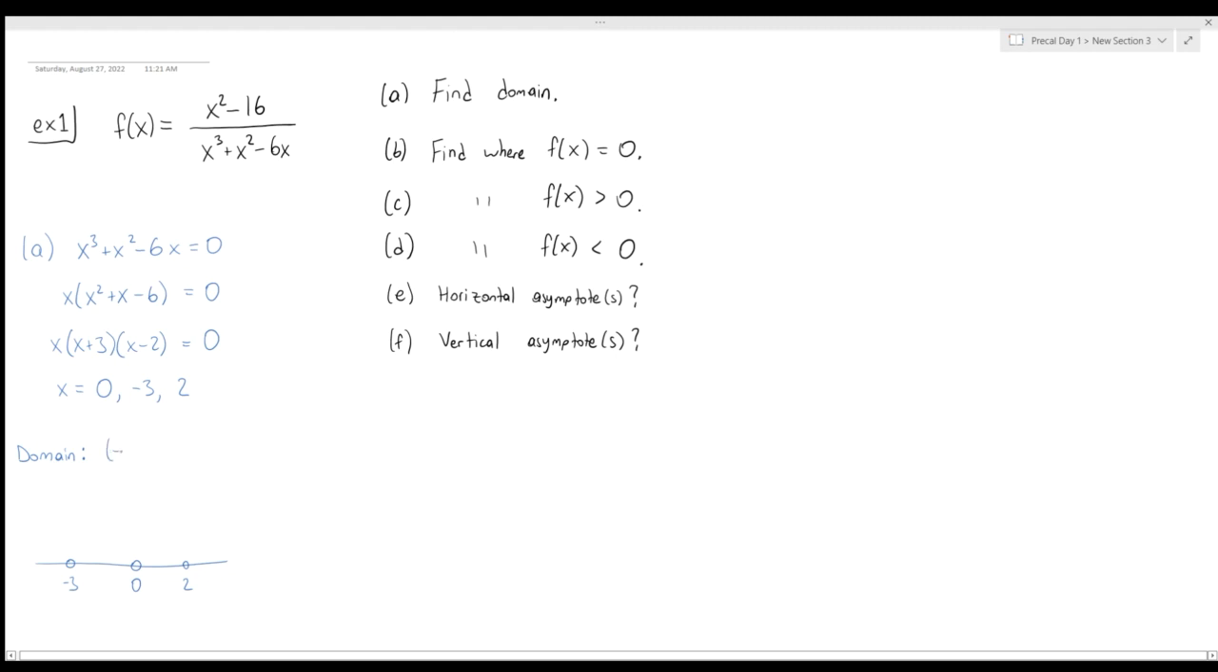So there's going to be everything from -infinity to -3. Okay. Everything from -3 to 0. Everything from 0 to 2. And also everything from 2 to infinity. Okay.